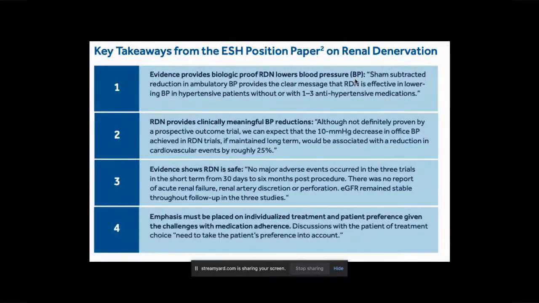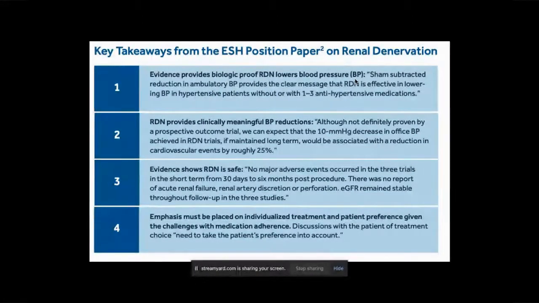So the key takeaways from the European Society of Hypertension position paper on renal denervation. One is that they said the evidence provides biological proof that RDN lowers the blood pressure. Sham subtracted reduction in the ambulatory blood pressure provides the clear message that RDN is effective in lowering blood pressure in hypertensive patients without or with 1 to 3 antihypertensive medication.